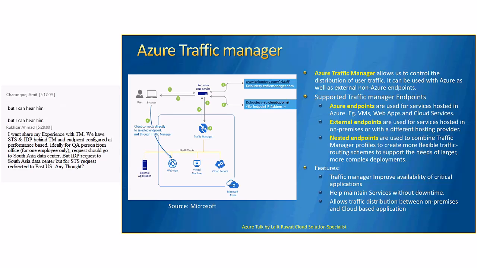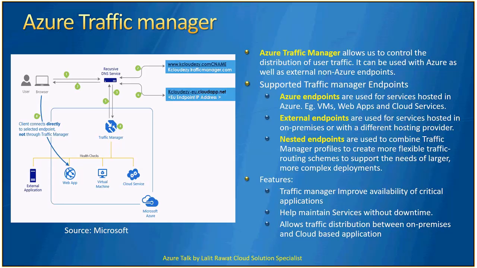If it is a web app, you can add all the 3 web apps. If it is your own endpoint which has a public IP, you can add those public IPs. And then you can also configure the performance as the Traffic Manager profile. So all those settings you have to do through the Azure portal.